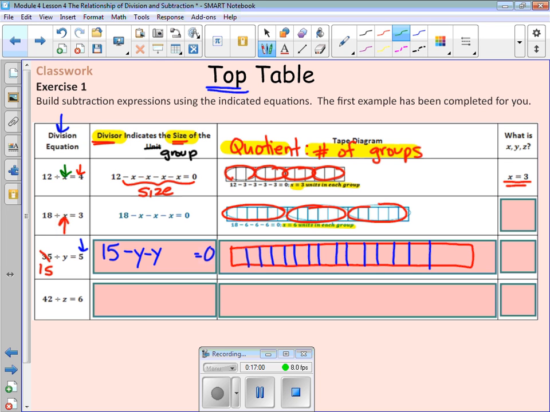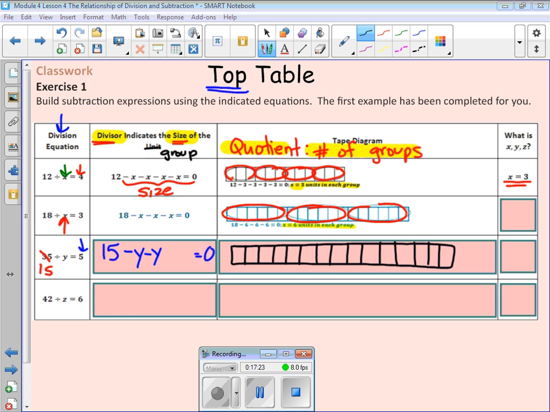So let's do 5 groups. Group, group, group. I did something wrong. I drew something incorrect. Okay, so I'm sorry. So my quotient is telling me the number of groups. My quotient is 5. So I need 5 groups.